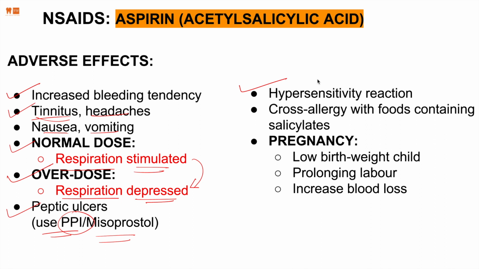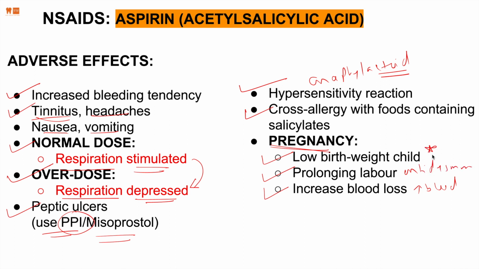Hypersensitivity reaction, this is the anaphylactoid. Anaphylactoid, not anaphylaxis, guys, anaphylactoid reaction, and it has cross allergy with foods containing salicylates. During pregnancy, it has been shown to cause low birth weight children, prolonging the labor, and increasing blood loss. Remember, this is an increase in bleeding. And low birth weight is caused if the mother has consumed NSAIDs and aspirin during pregnancy. So remember, aspirin was not to be taken at all in pregnancy.